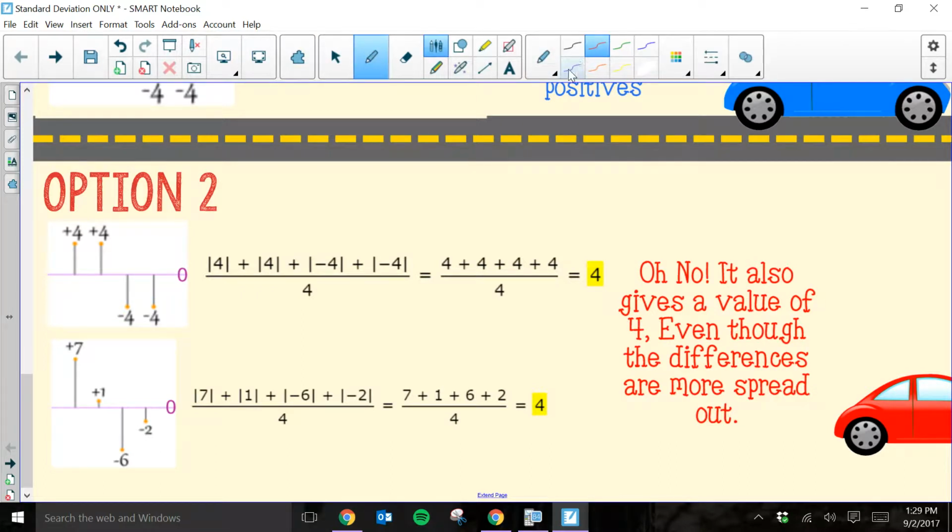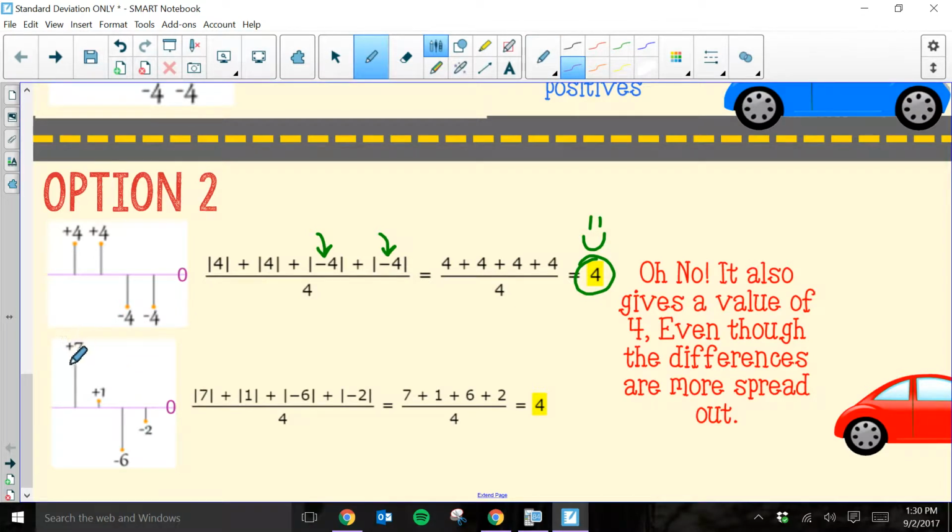So notice, okay, we're going to try the same idea. Turn all these positive, since all of those have a distance of 4. Bing, bing, bing, bing. Now I found a spread. It tells me the average is 4. So that would be the spread of this data.